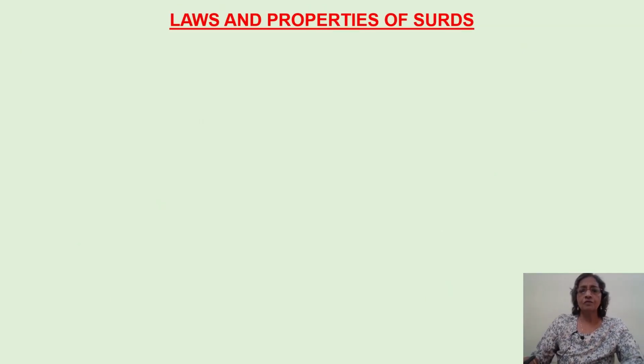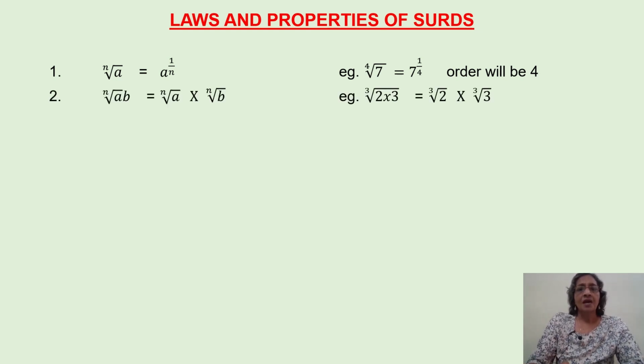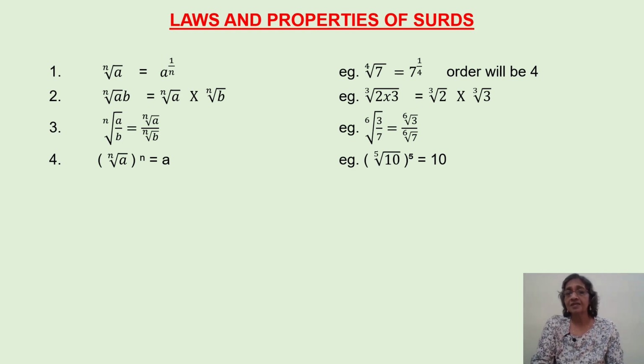The laws and properties of surds. The first one, nth root of a is nothing but a raised to 1 upon n. nth root of ab is nothing but nth root of a into nth root of b. Instead of a multiplication, you have a division. So nth root of a upon b is nothing but nth root of a divided by nth root of b. nth root of a, the whole thing raised to n, is nothing but a. I've given an example there, that is 5th root of 10, the whole thing raised to 5 is nothing but 10.